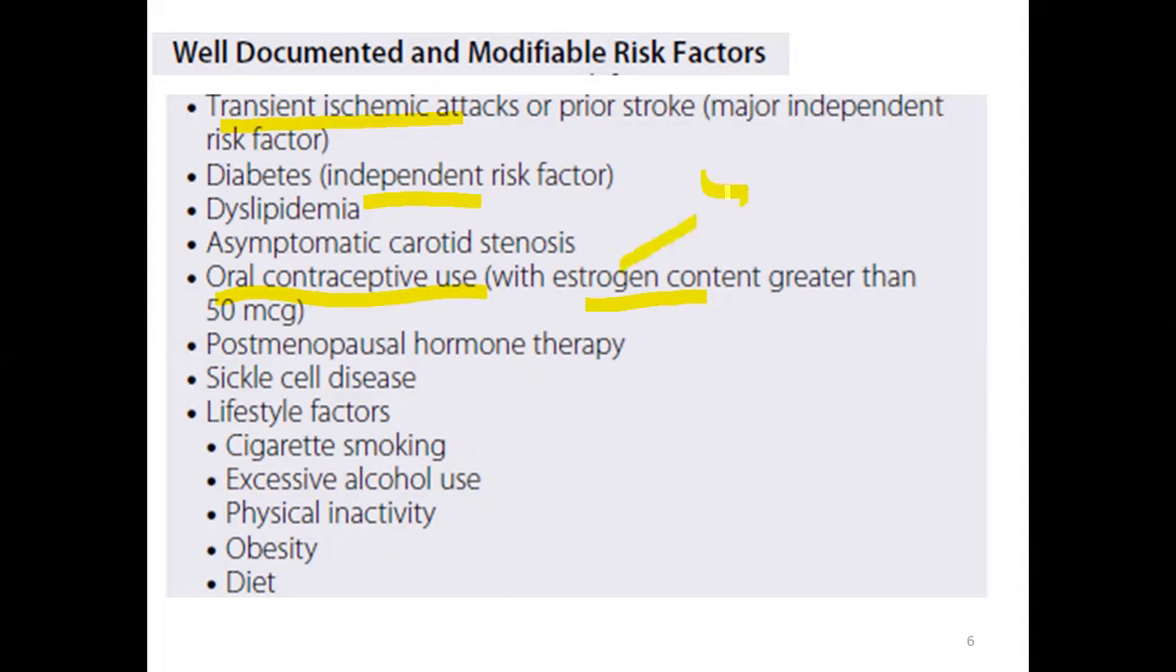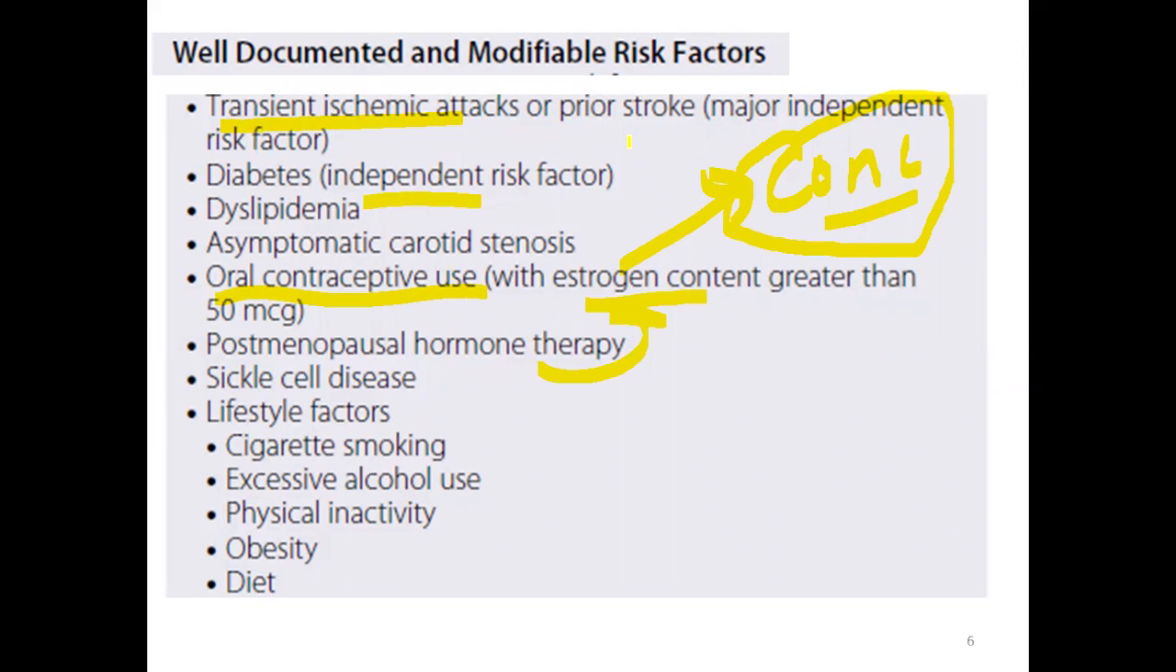So the estrogen component will increase the concentration of clotting factors in the liver, and this ultimately increases the risk. And we mentioned these issues a week ago when we were discussing venous thromboembolism. Then similarly, post-menopausal hormone therapy is a risk for the same reason.